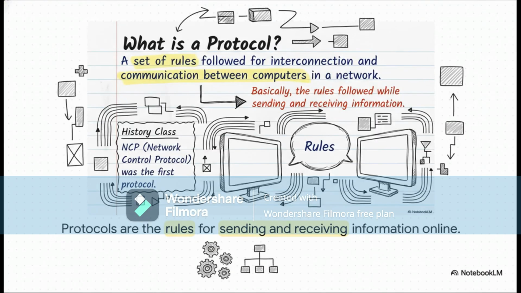Honestly, the easiest way to think about it is like grammar for computers, right? When we talk, we follow rules of grammar so that other people can actually understand what we're saying. Well, protocols are the exact same idea, but for computers. They're the set of rules they have to follow to send and receive information. Without them, the internet would just be a total mess.